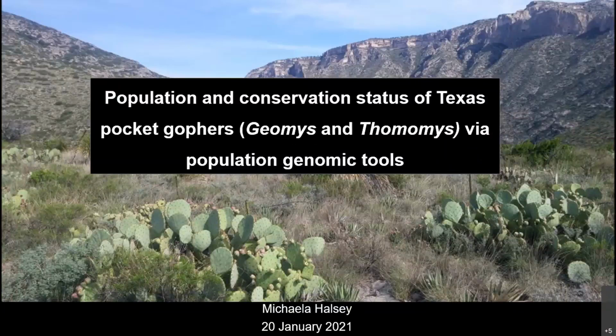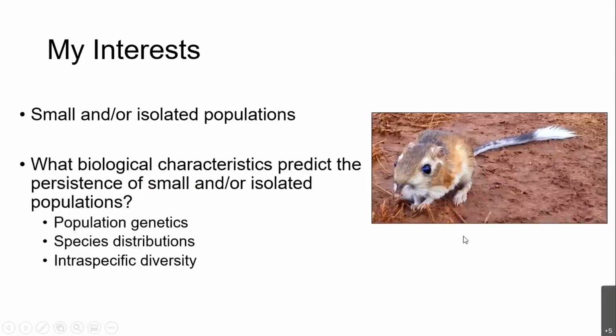This talk is going to go through the population and conservation status of Texas pocket gophers via population genomic tools. So just a little bit more about my interests. I'm interested in small or isolated populations and what sorts of biological characteristics predict their persistence. And we can get some of these characteristics by looking at population genetics, species distributions, and just overall interspecific diversity. Another part of my dissertation I work on is looking at the population genetics of this guy, the Texas kangaroo rat, that is found right now only in Texas. But that's not what this talk is going to be about.